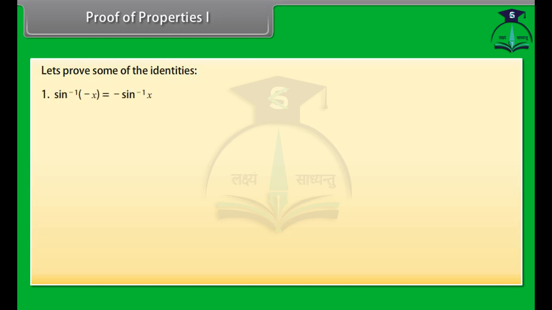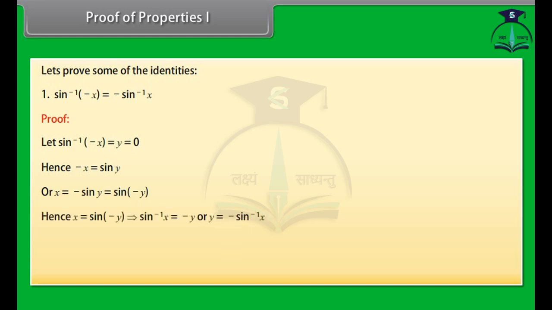First, sine inverse minus x is equal to minus sine inverse x. Proof. Let sine inverse minus x is equal to y. Hence, minus x is equal to sine y, or x is equal to minus sine y, which is equal to sine minus y. Hence, x is equal to sine minus y. It implies that sine inverse x is equal to minus y, or y is equal to minus sine inverse x.